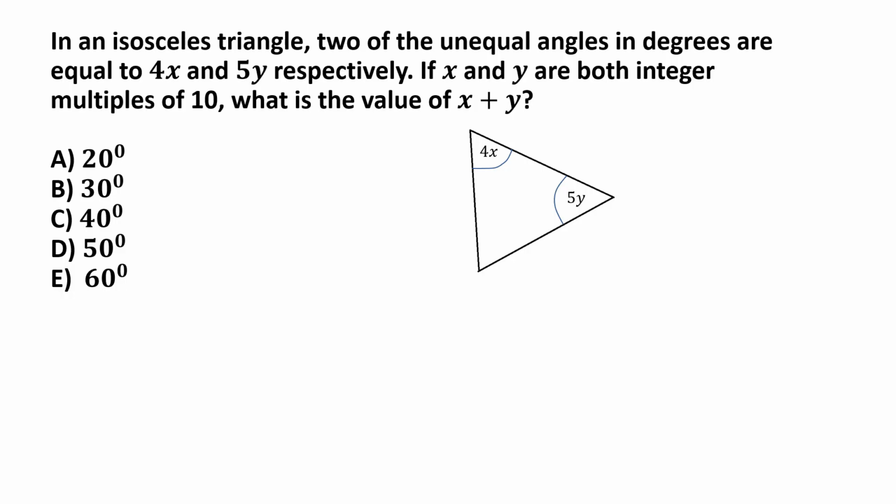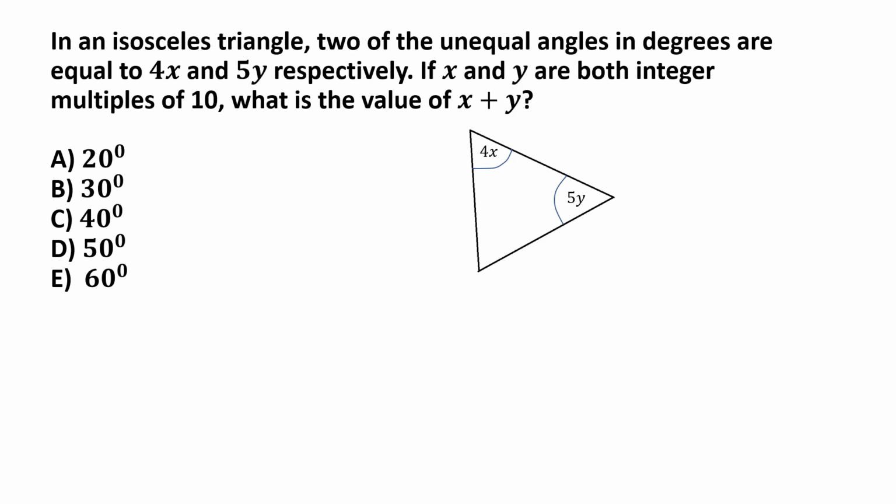In an isosceles triangle, two of the unequal angles in degrees are equal to 4x and 5y respectively. If x and y are both integer multiples of 10, what is the value of x plus y?